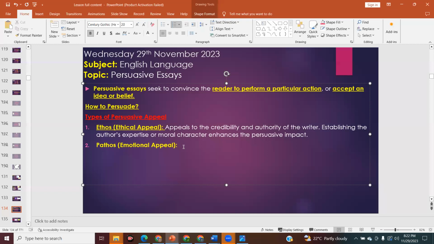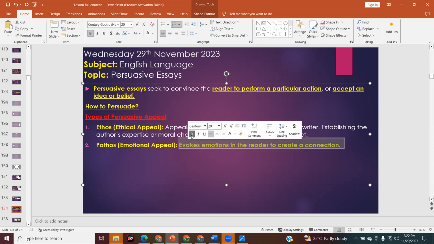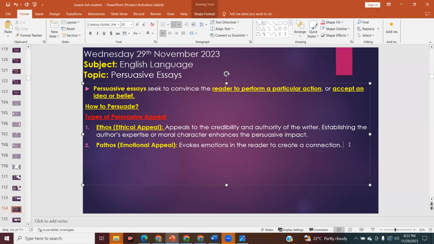So this evokes emotions in the reader to create a what? A connection. Anyone ever read a book and cry, or watch some movie and cry? Anyone? Me, yes. Really? It's just a movie though. I cry when they're crucifying Jesus in a movie I watch on TV. Oh, okay. That's invoking emotion in the reader to create a connection.